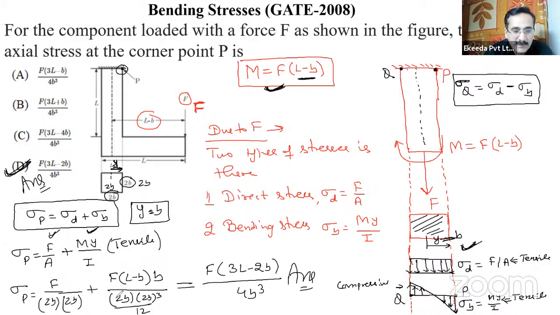Here b is the width and d is the depth, and both are the same because it is a square cross section, 2b into 2b. So 2b into (2b) cube by 12. Solving it, you will get this equation, that is F into (3L minus 2b) divided by 4b cube, right? So this is how this question can be solved. Using these three numericals, you can solve any type of bending stress question. Bending stress questions are of this type only. So I hope you understand these questions well.